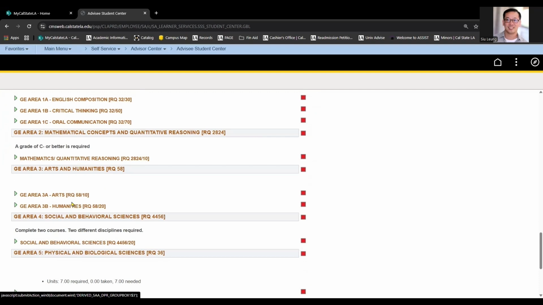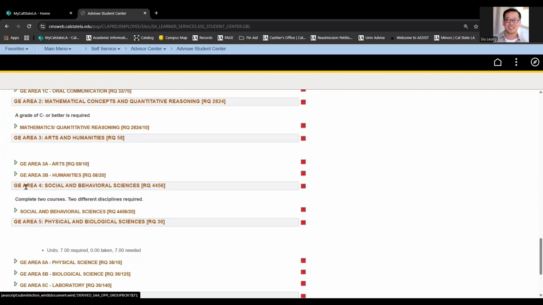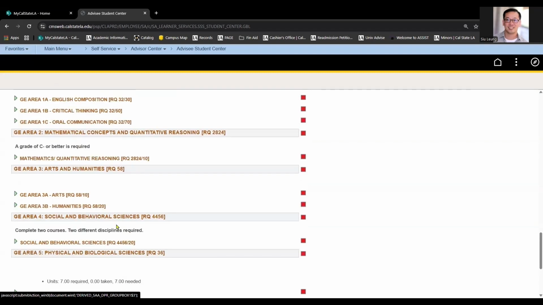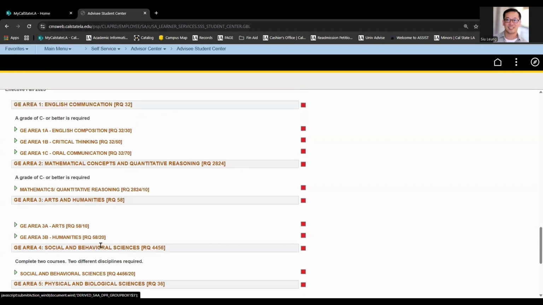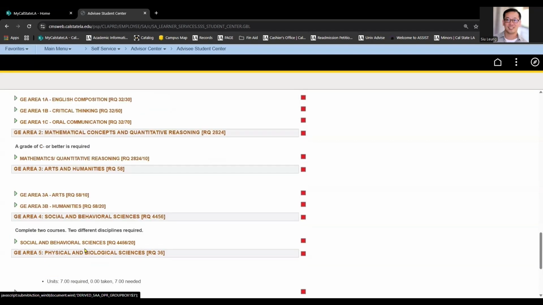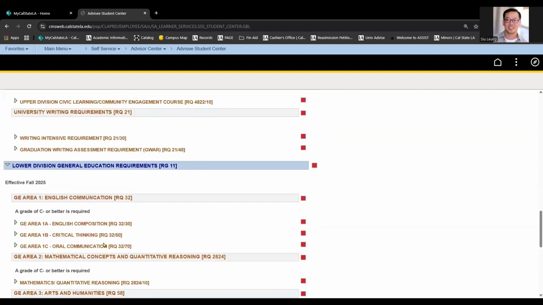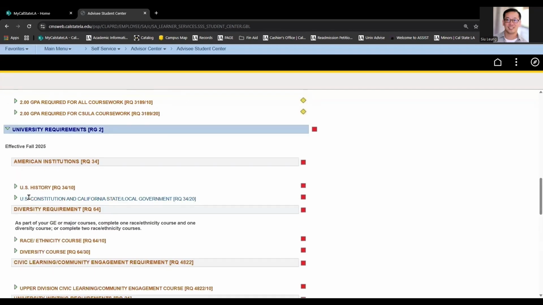Okay, area 3, arts and humanities. So 3A arts, 3B humanities, pretty straightforward. And also area 4, social and behavioral sciences, complete 2 courses, 2 different disciplines required. So usually for most students, you need the social and behavioral sciences classes, but I am going to show you a trick, or not really a trick, but usually for students under this catalog year, fall 2025, one of these social science courses can be double counted from your US Constitution course.